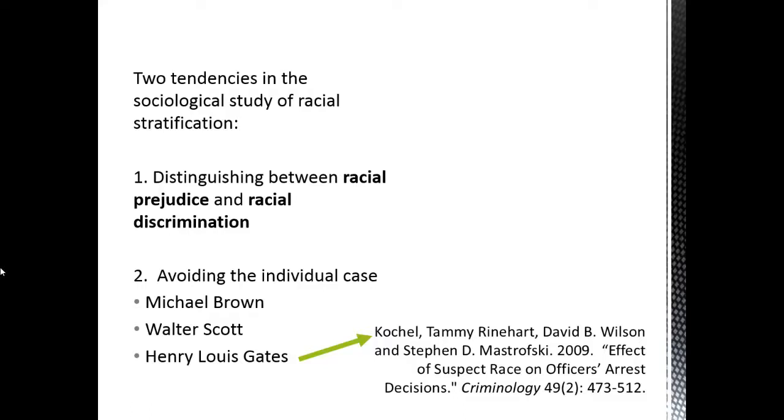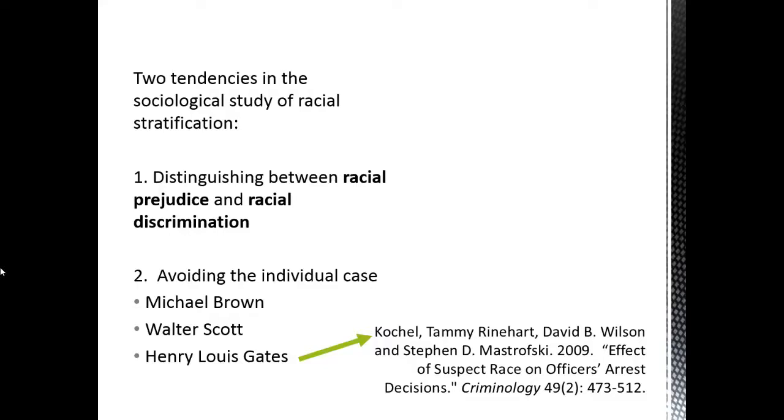Walter Scott is an individual in South Carolina who was shot in the back while running from a police officer, and was shot in the back by a police officer. But even there is room for some dispute. And it's the sort of dispute that sociology cannot settle. The dispute is, what led the police officer to shoot Walter Scott in the back? Was it Walter Scott's race? Was it Walter Scott's economic class? Was it Walter Scott's gender? Was it some other factor that we don't know about? And unfortunately, we just don't know.